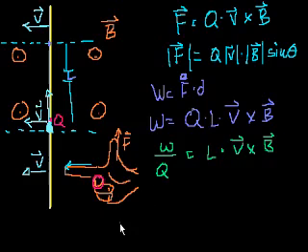So what is work per charge? The units of work are energy, right? Joules. And charge is in coulombs. So work per charge is joules per coulomb.